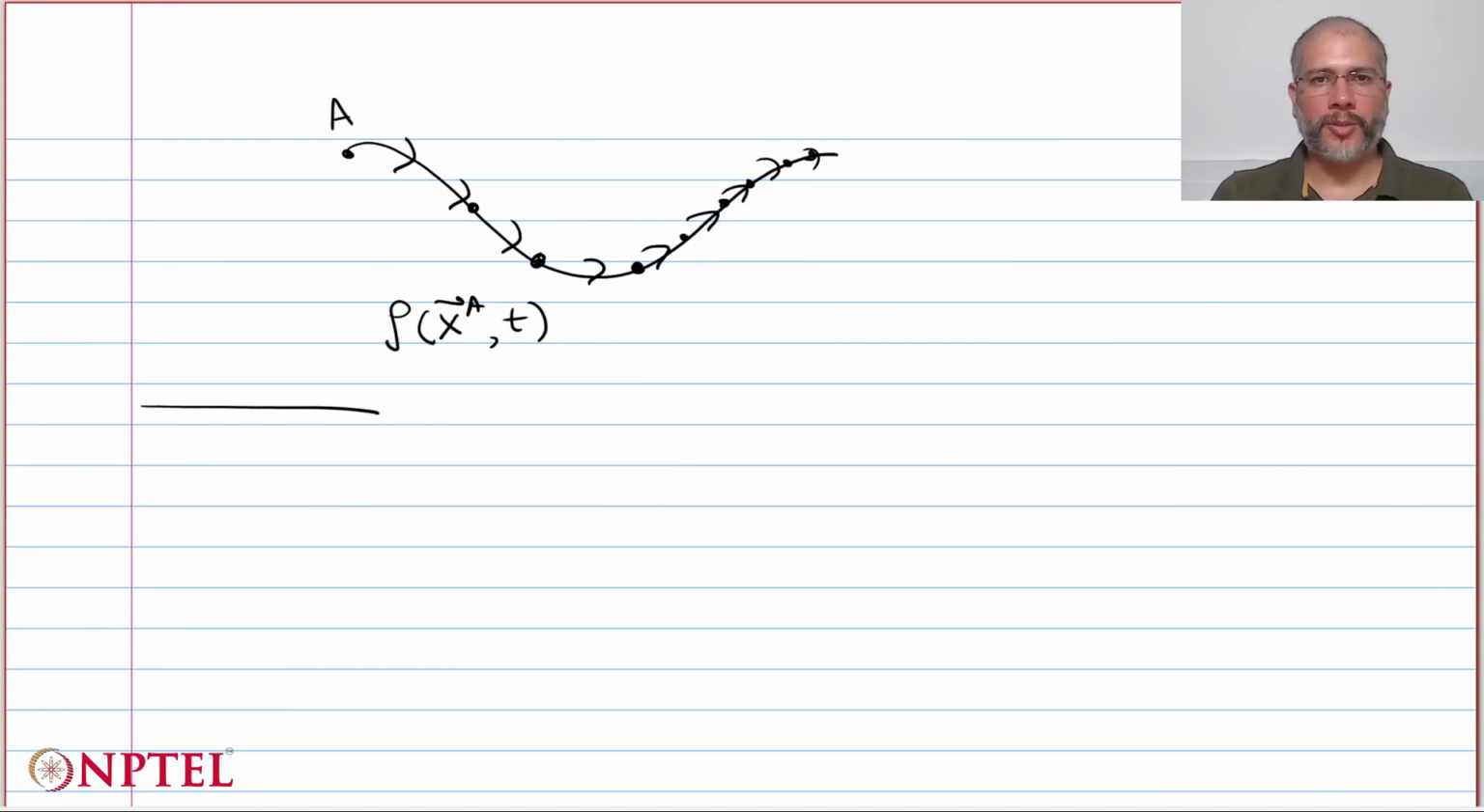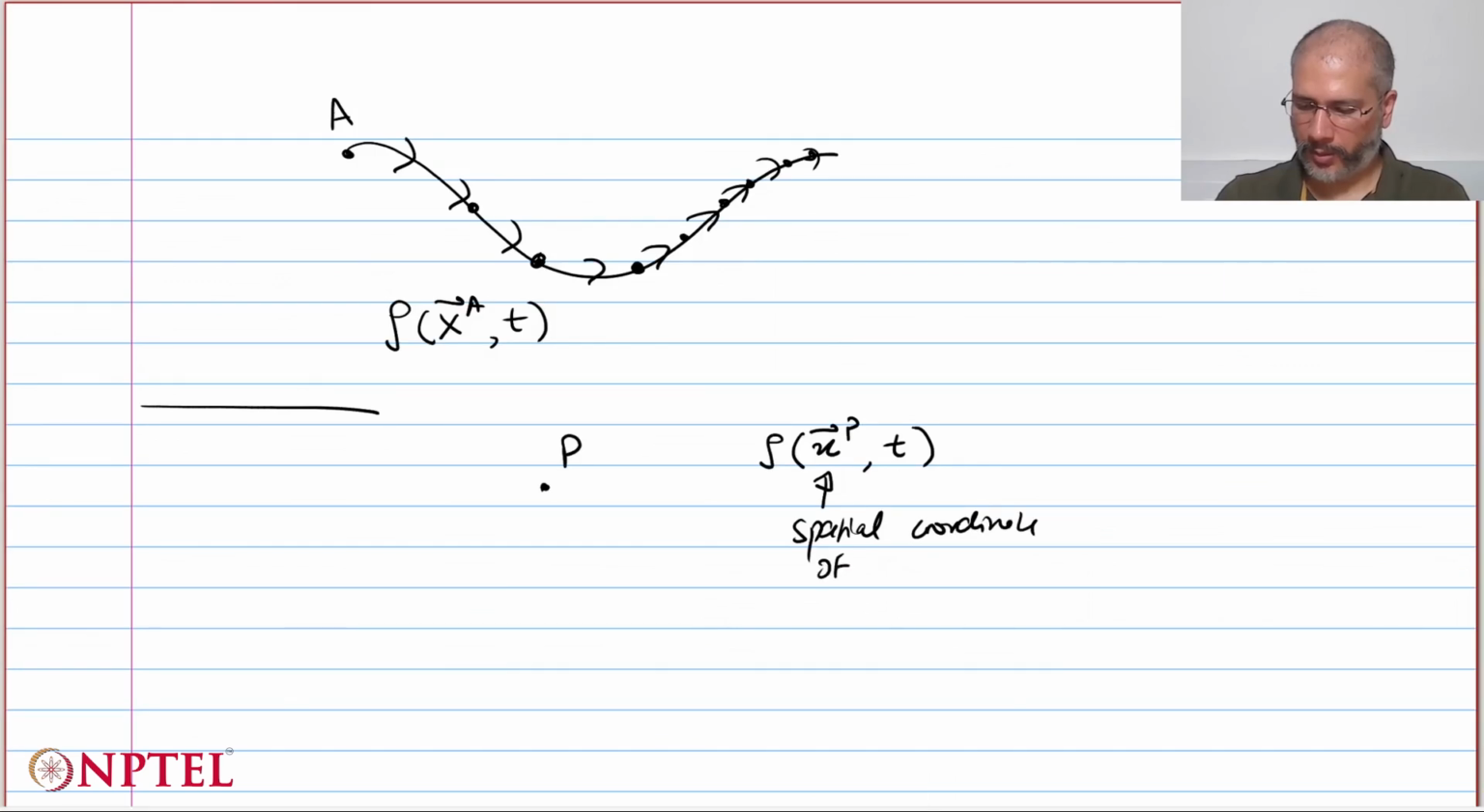But there are situations where we are interested in particular spatial coordinates. Let us say this is a point P in space. And I would want to find out the density at this spatial point P with time. Now you see I'm using a small x here because small x denotes spatial coordinates. So this is the spatial coordinate of some point P.